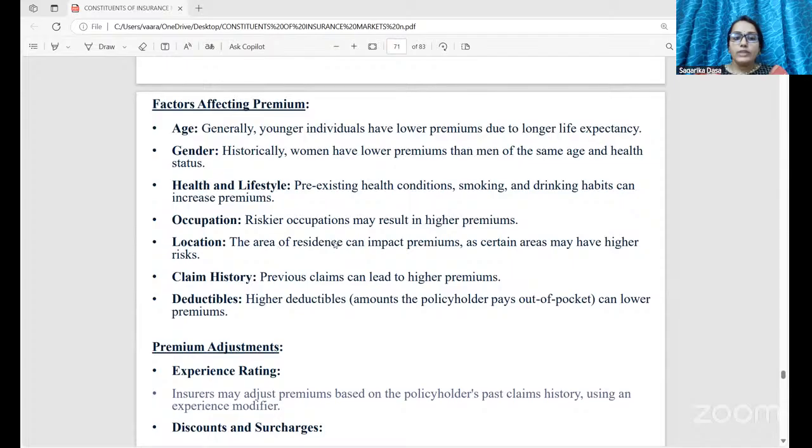Location, the area of residence can impact the premium as certain areas may have higher risk. Now, any person who is residing in a rural area may have less premium, and the person who is residing in metropolitan cities will have to pay the higher premium because of the high risk. Claims history. Previous claims can lead to higher premium. If the policyholder has any previous history of claims from the insurance company, then they have to go with the higher premium.